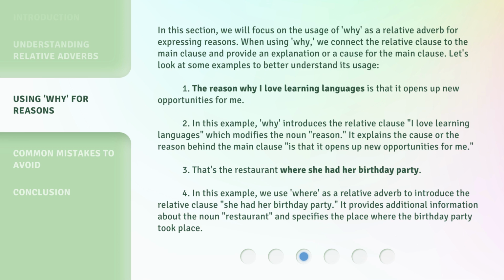3. That's the restaurant where she had her birthday party. 4. In this example, we use where as a relative adverb to introduce the relative clause, she had her birthday party. It provides additional information about the noun, restaurant, and specifies the place where the birthday party took place.